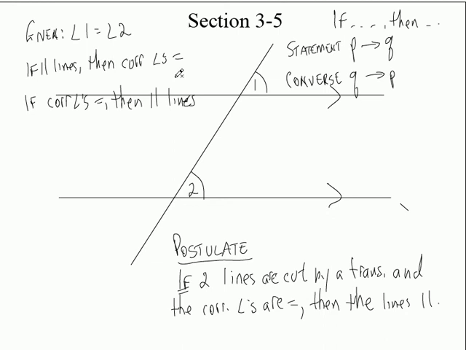If you have parallel lines, then the corresponding angles are equal. That's our statement. You flip it around. If the corresponding angles are equal, then you have parallel lines. That's the difference between a statement and its converse. All right, we're going to do that a few more times.